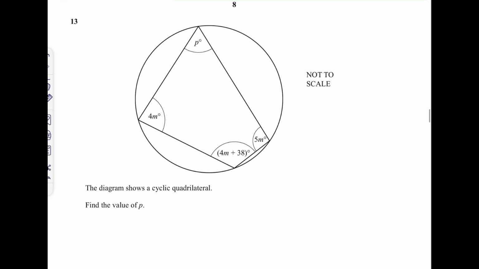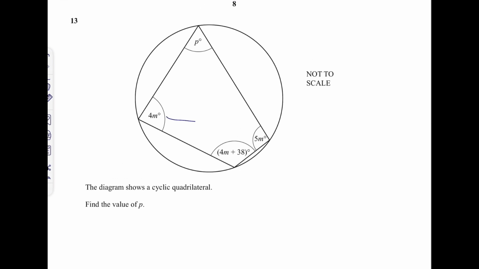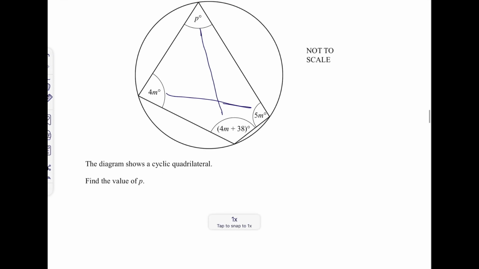It says the diagram shows a cyclic quadrilateral. Find the value of p. Now remember, the property of a cyclic quadrilateral is that all the corners should touch the circumference of the circle, and if they do touch, then the opposite angles add up to 180 degrees. So first of all, I know that these all are touching, so it's cyclic. That means 4m and 5m should be 180, and p and 4m plus 38 should be 180.